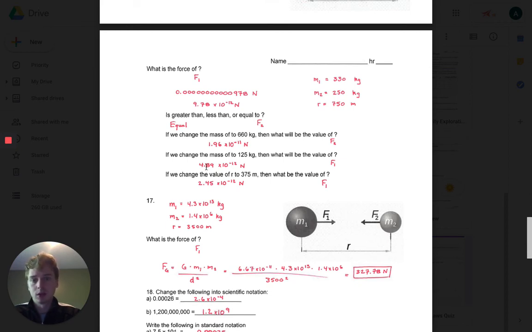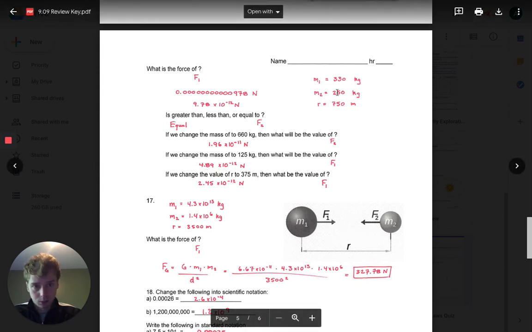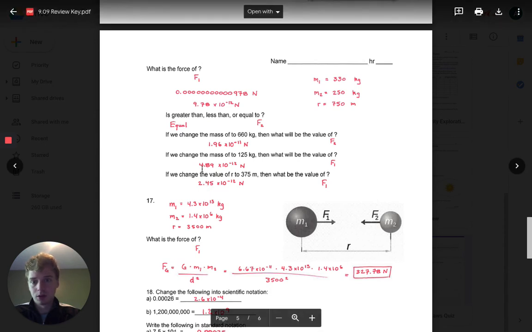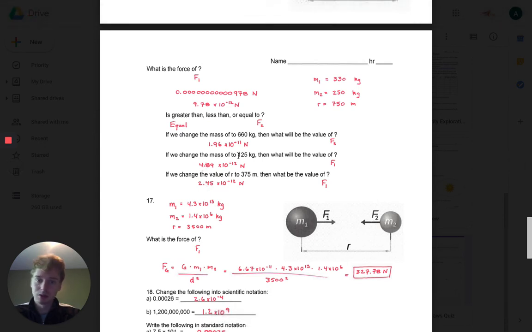If we change the mass to 125, so in this case we are cutting it by a half, you notice that the force goes down by a half. We go down from 9.78 times 10 to the negative 12 to 4.89 times 10 to the negative 12.